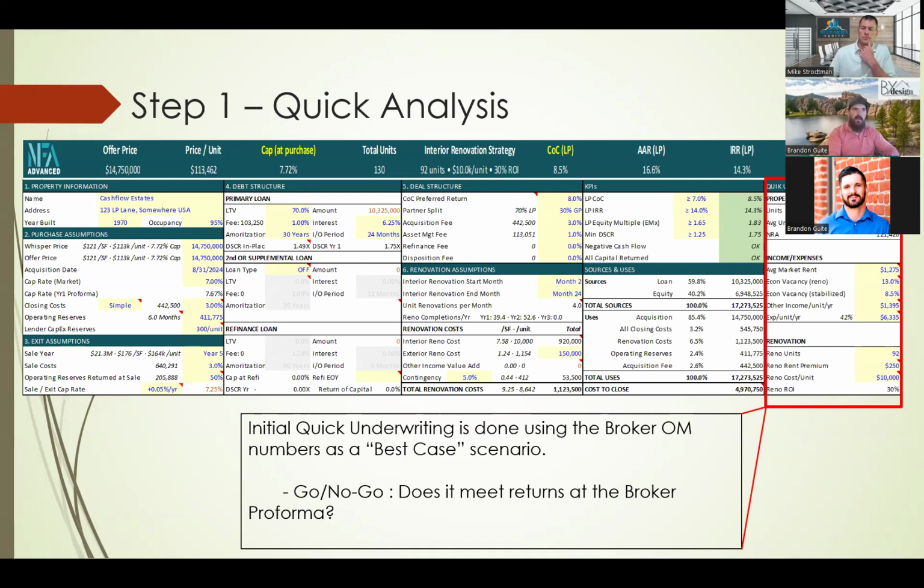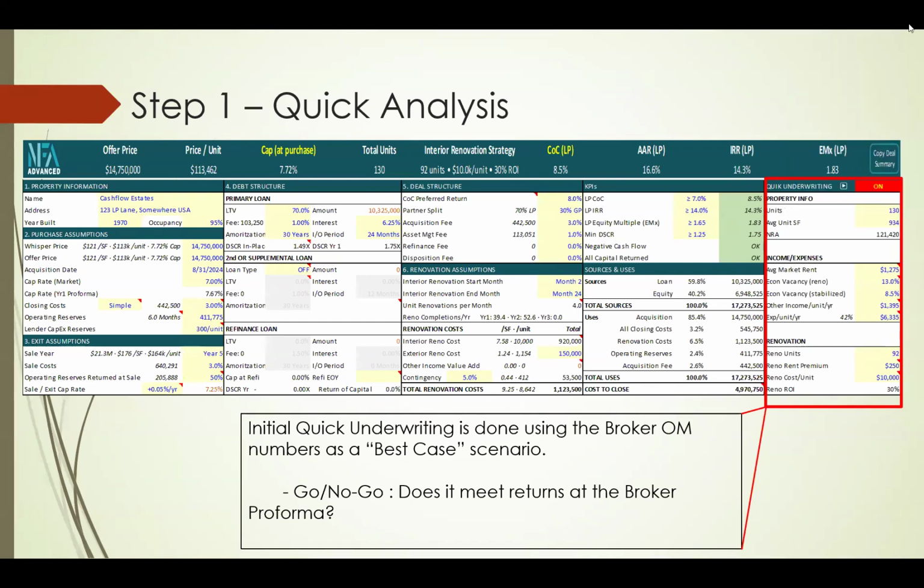If we can come in with what is maybe the best case scenario, and we're still not able to hit our target investor returns at that offer price, then we know this probably is something we can just no-go right away, not spend a lot of time spinning our wheels, and move on to that next deal. So that's what we did here.